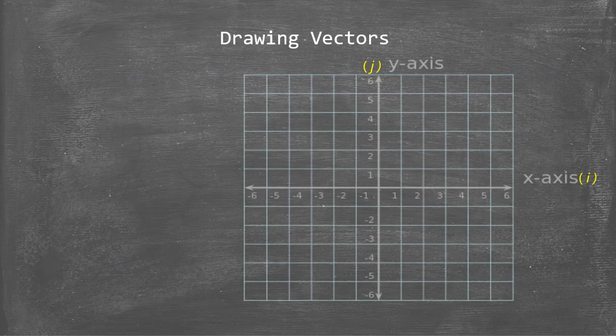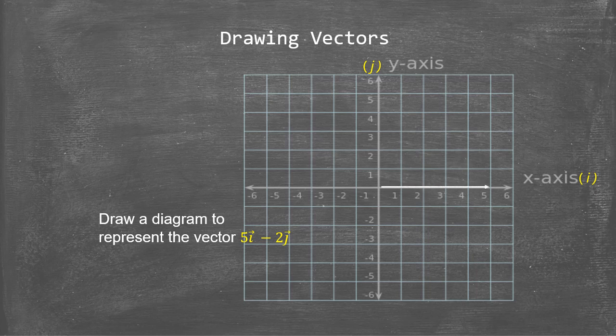Now, how do we draw vectors? Suppose we want to draw the vector 5i minus 2j. So we're going to go on the x-axis to the right 5 units. Then we're going to go down 2 units on the y-axis or the j-axis. And where we stop, we're going to connect that point with the origin. So this is 5i minus 2j.